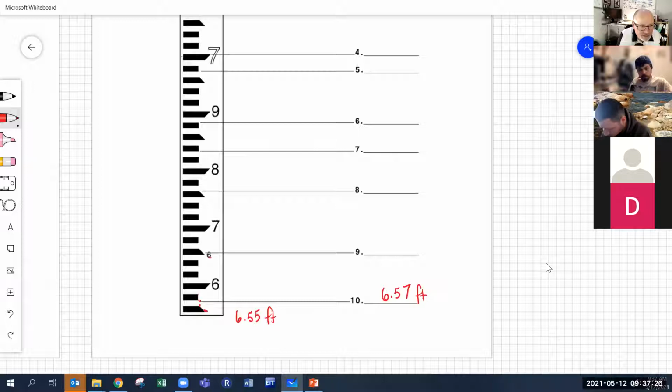Six 6.59, 6.6. Right here, this is 6.60. 6.61, 6.62, 6.63, 6.64, 6.65, and then we're a couple up, so that's 6.65. And then I can estimate that to be up, I don't know, 2 or 3. It's an estimation of what that is.